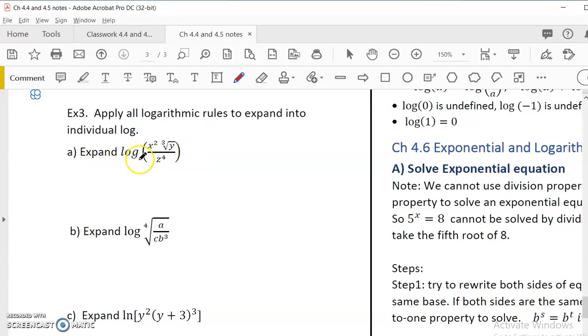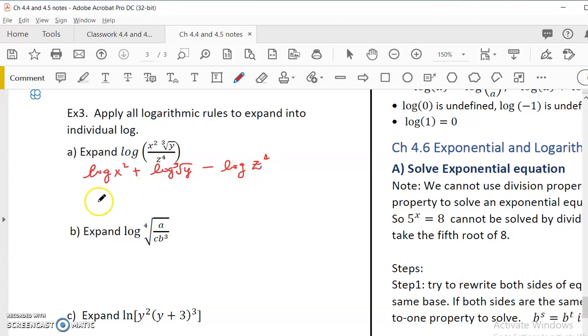Log with no base means log base 10, so I'm just going to keep on writing that. First of all, split the multiplication and division. Don't worry about the exponent yet. These are multiplied, so it becomes add, right? So it'll be log x squared plus log cube root of y minus log z to the 4.